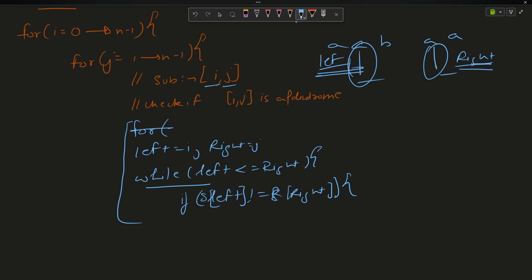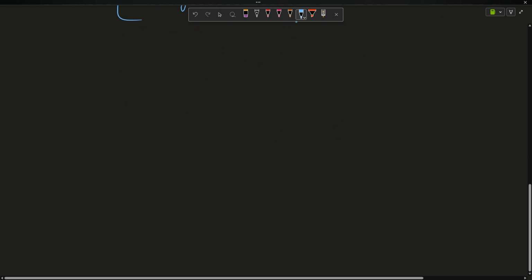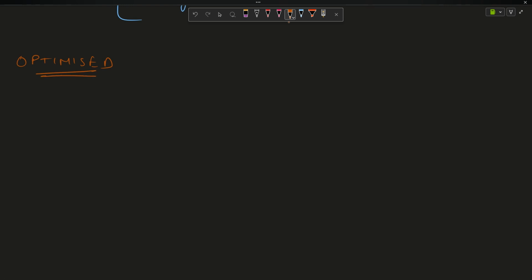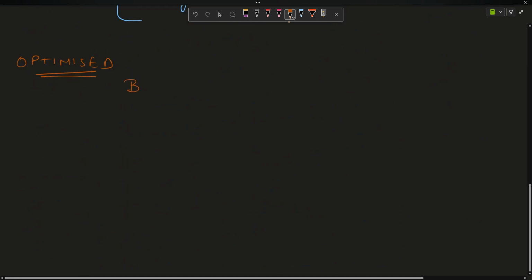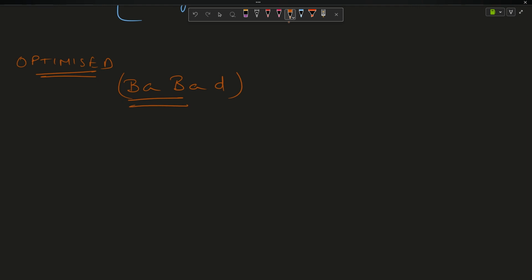So moving on to the optimized approach of this code. The string given to us was BABAD. Suppose this is my string. Now, in the previous approach, when we were checking for the palindrome, what approach were we using? We were taking a left on the extreme left of the substring, taking a right on the extreme right, and then moving the left inwards and the right inwards. We were moving inwards.